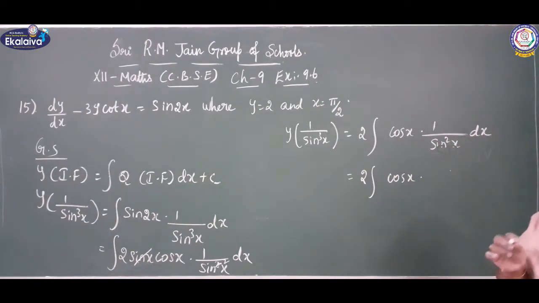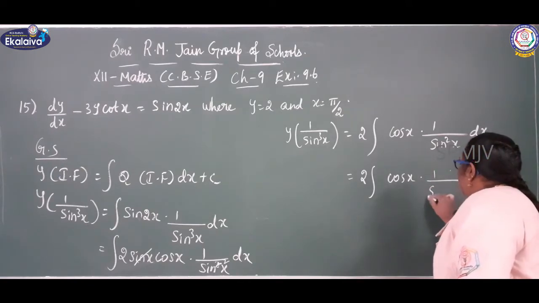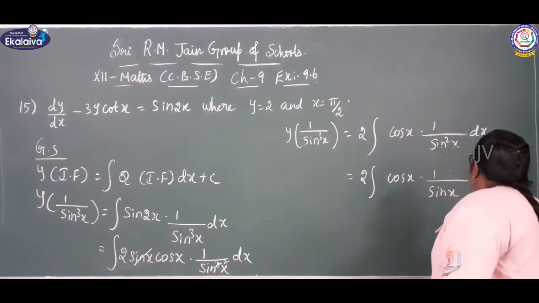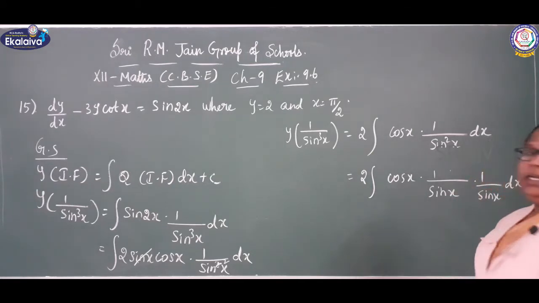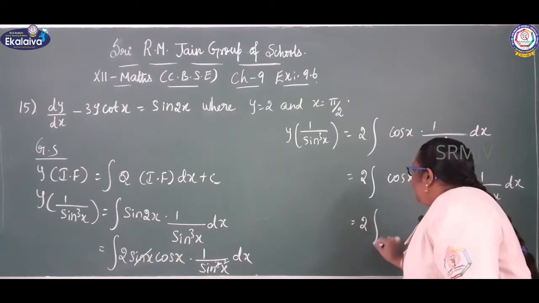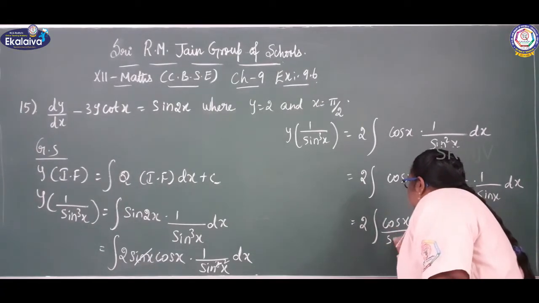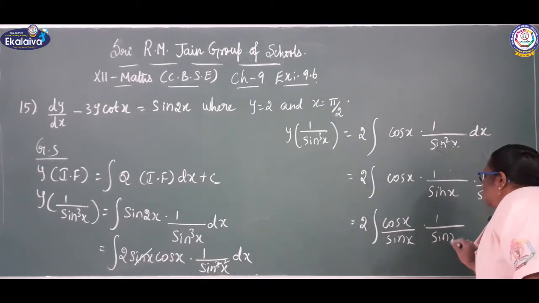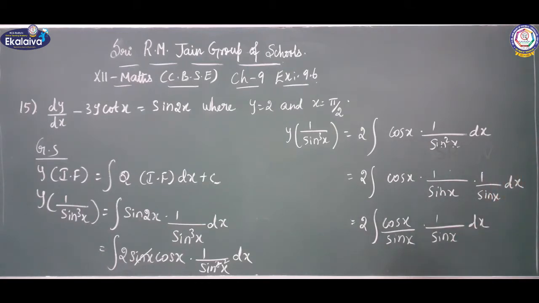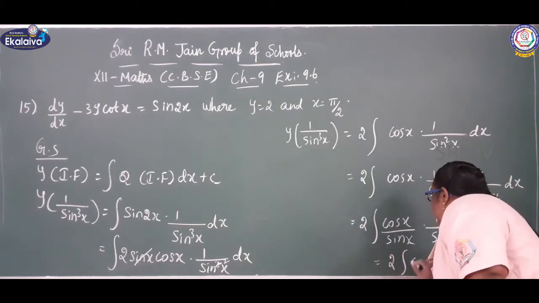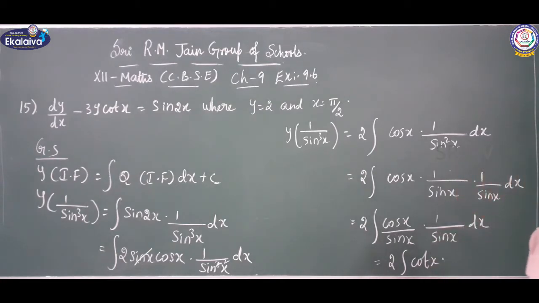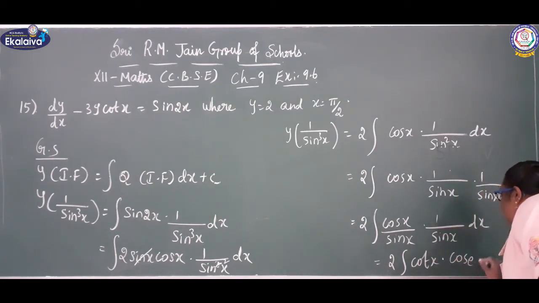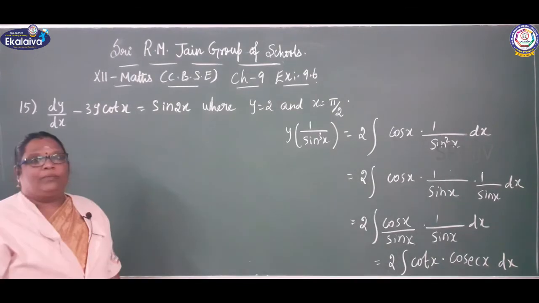So it gives 2 into integral cos x, that 1 by sine square x, you can split the term, 1 by sine x into 1 by sine x into dx. So 2 into integral cos x by sine x into 1 by sin x into dx. What is the trigonometric value of cos x by sin x? Cot x. So 2 into integral cot x. 1 by sin x is nothing but cosecant x. Cosecant x into dx.